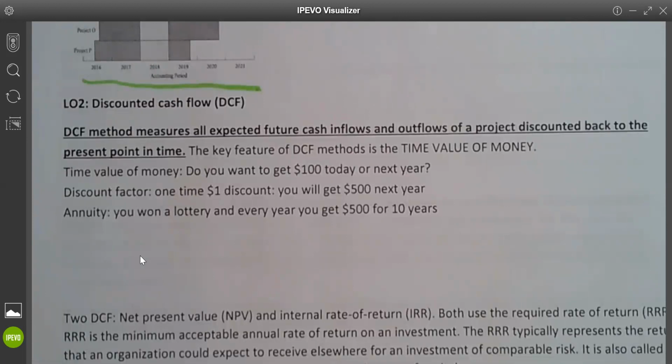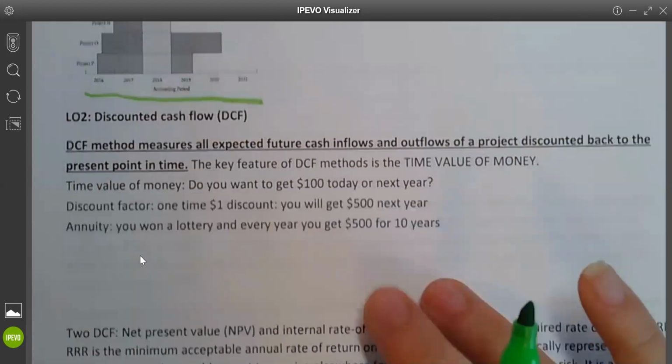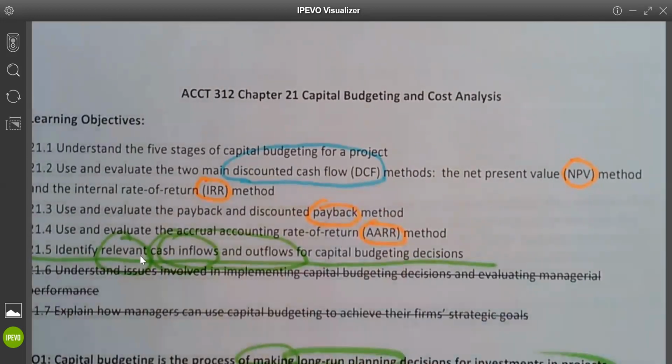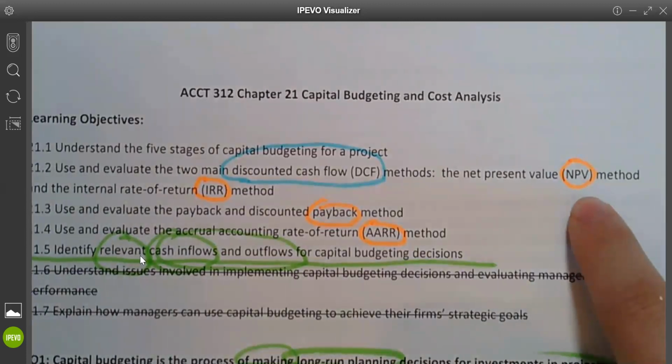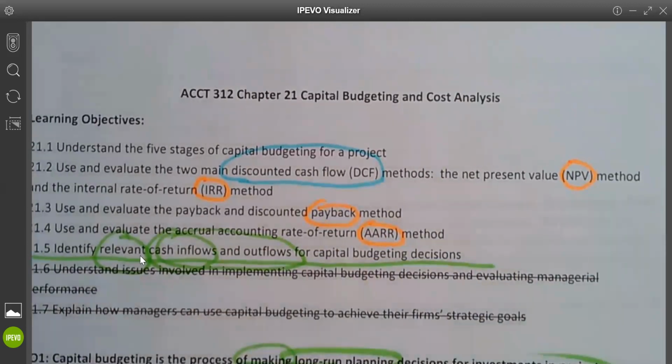In this video, I want to focus on the first technique of the discounted cash flow. As I said, discounted cash flow is the general method. Under this general method, there are two specific techniques. They are kind of like cousins, or you and your sibling. They both use the discounted cash flow concept, but they have a lot of differences. The first one we call net present value. The second one we call internal rate of return.